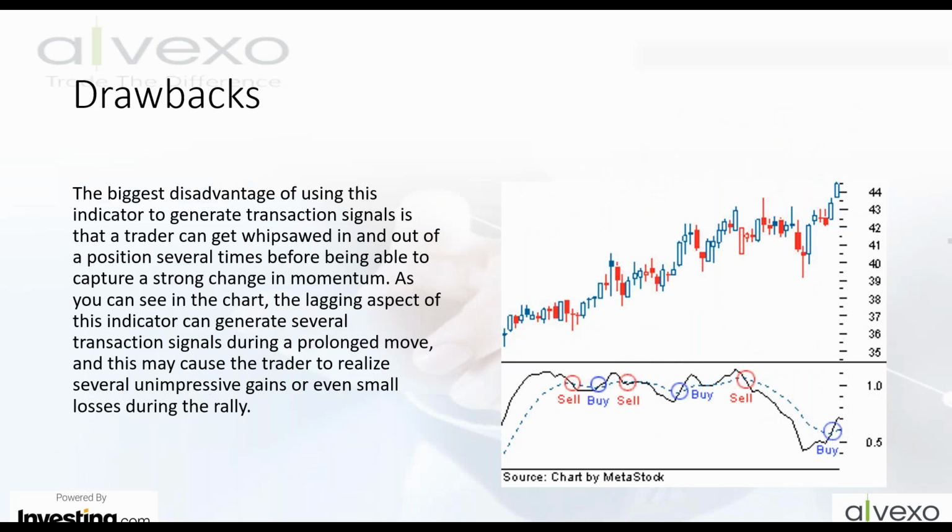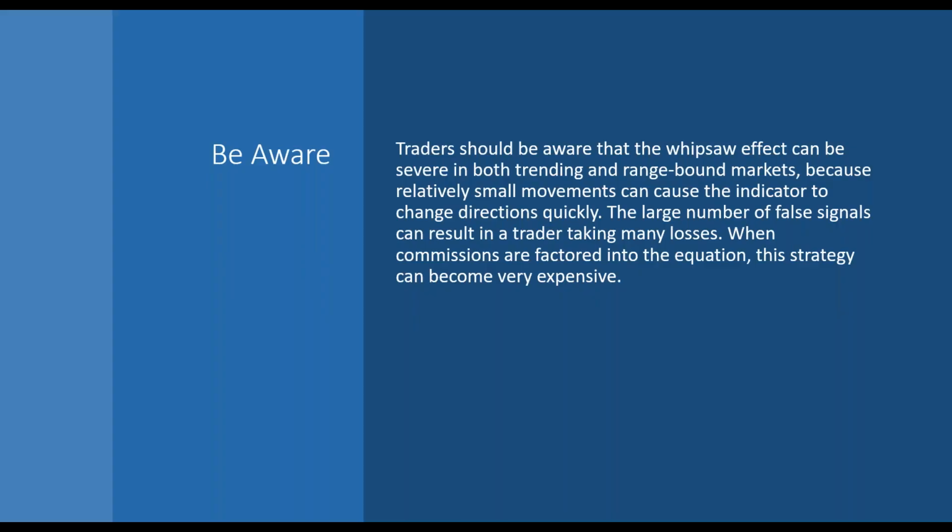Now, like I said, the drawback is you can get involved in several unimpressive gains or even small losses during a rally. The signals were right, but it didn't have enough momentum to give you a viable trade. So traders should be aware that the whipsaw effect can be severe in both trending and range-bound markets because relatively small movements can cause the indicator to change direction quickly. The large number of false signals can result in a trader taking many small losses.